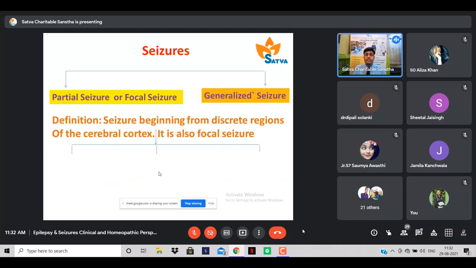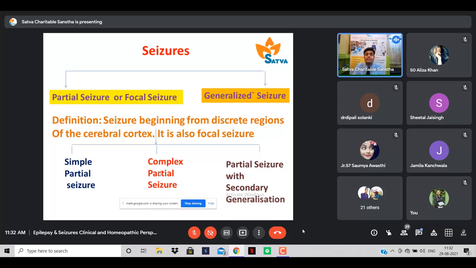Now, if we understand the definition, seizures which are beginning from the discrete region of the cerebral cortex are known as focal seizure. These focal seizures or the partial seizures are further classified into simple partial seizure. So if there is simple, there has to be something which is complex. Okay, so there is a complex partial seizure. The first is a simple partial seizure. Second is a complex partial seizure. And the third is this partial seizure. Initially, it is local and focal, and eventually it becomes generalized. So that is a partial seizure with secondary generalization.